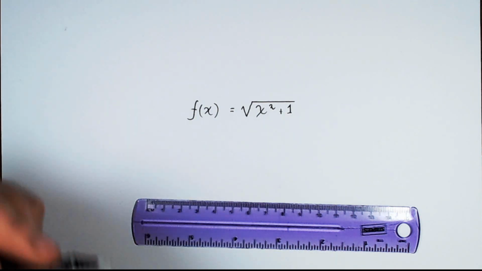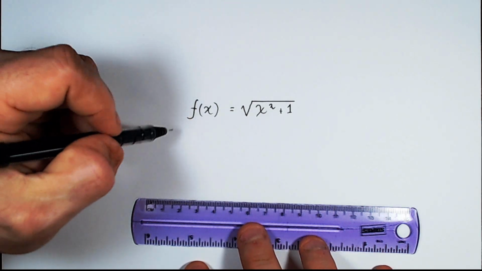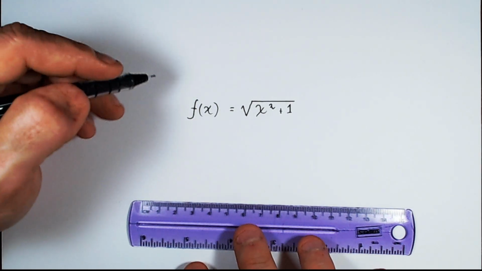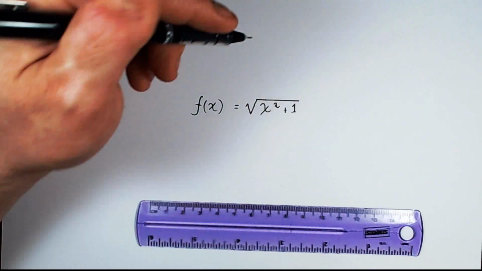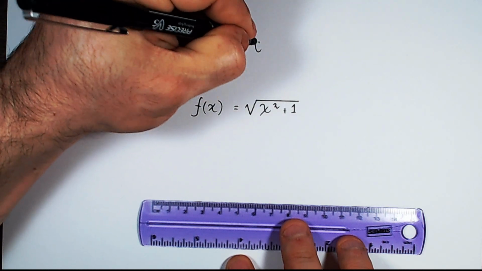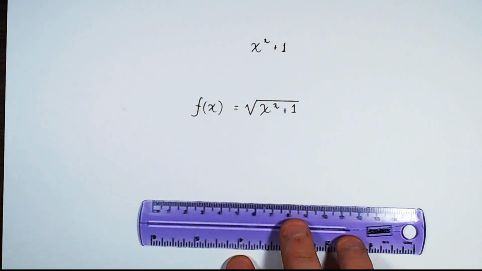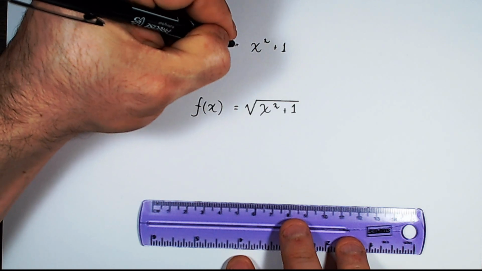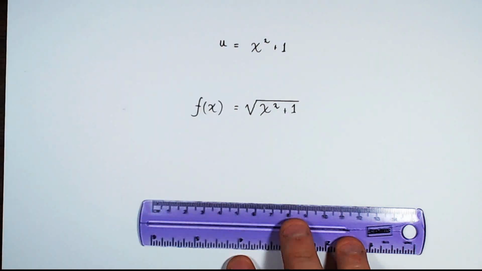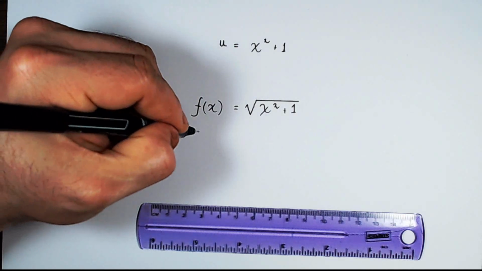Now, it's actually easier to conceive of this problem as a combination of two functions. So what we'll do is take the part underneath the radical sign, which is x squared plus 1, and we label that u. Okay, it's arbitrary. We're just going to label it u for a minute.